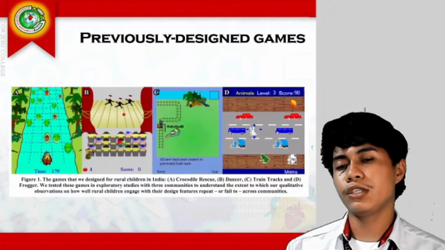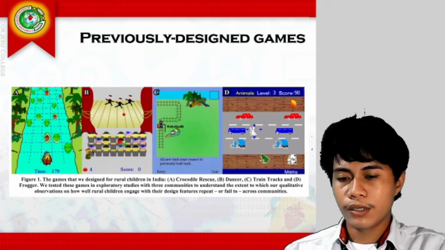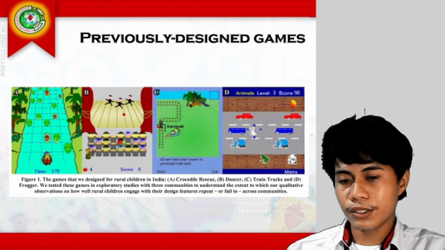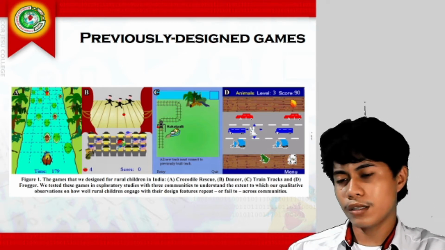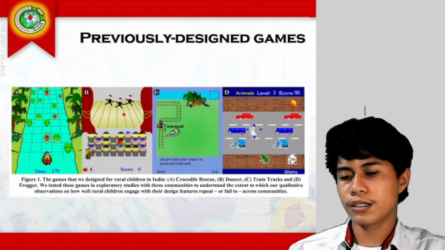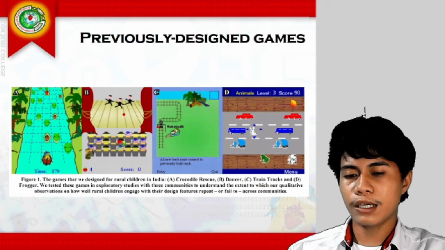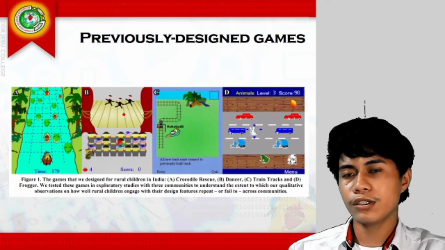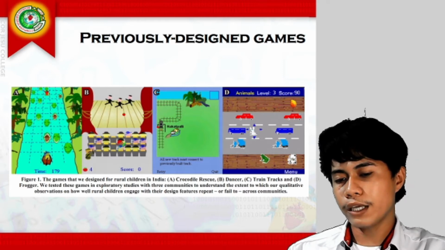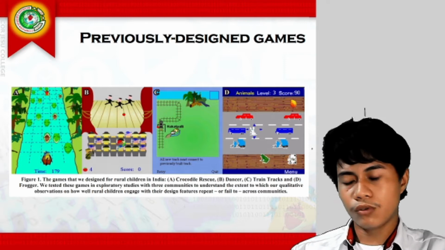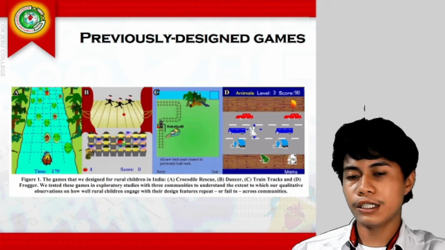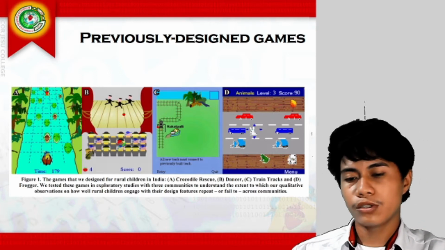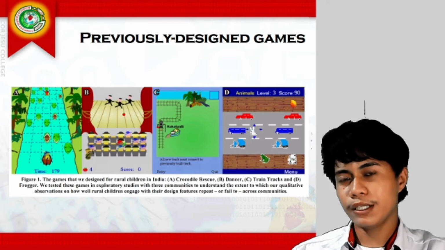So these are the previously designed games. First is the Crocodile Rescue, B is Dancer, Figure C is Train Tracks, and Figure D is Frogger. So they tested 3 games in exploratory studies with 3 communities to understand the extent to which their qualitative observations on how well rural children engage with their design features. So these games were used to observe the children who engage in playing these games so that they can know how they played it, if they are using it correctly or not.